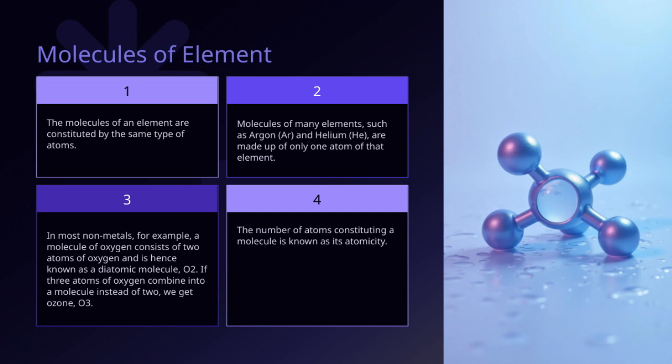Another key point is that molecules of an element are always made up of the same kind of atoms. So, oxygen molecules are always just oxygen atoms, and nitrogen molecules are just nitrogen atoms. This uniformity is what defines an element's molecular structure. Understanding these concepts about atomicity and molecular composition helps us see how elements combine and form different molecules, which is essential in grasping the nature of matter itself.